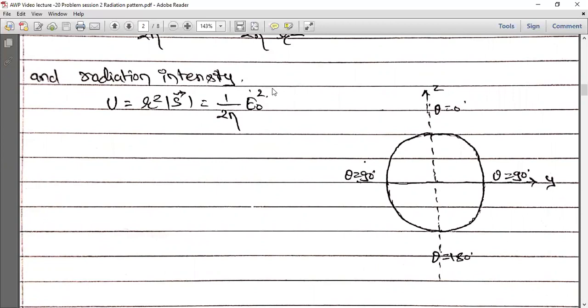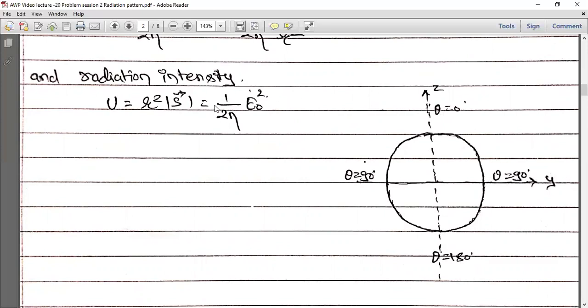Now in the YZ plane, if you vary theta from 0 to pi, as you can see, this is the YZ plane. Here you are having positive y, here you are having negative y, positive z, negative z. This is theta equals 0, theta equals 180, and the whole plane perpendicular to the z axis is theta equals 90 degrees. So y and minus y are also theta equals 90 degrees.